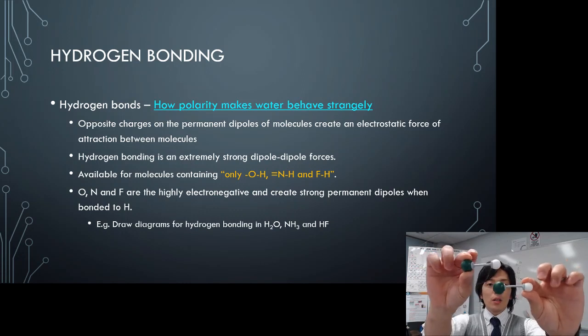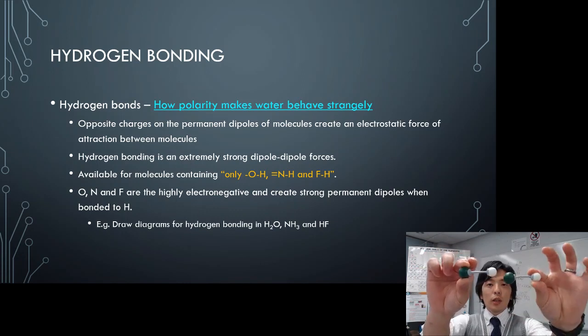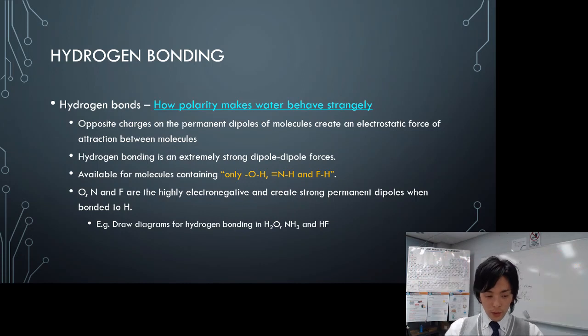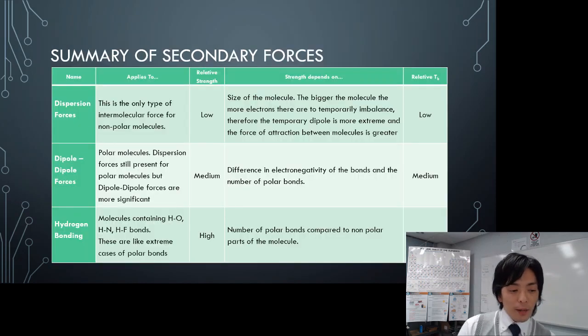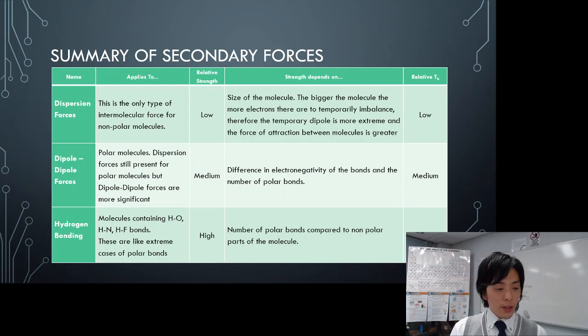You can do it this way, but as long as you can draw a dotted line between molecules, that's something you just need to be able to draw. There's an example for water already there. Okay, summary of those forces there.